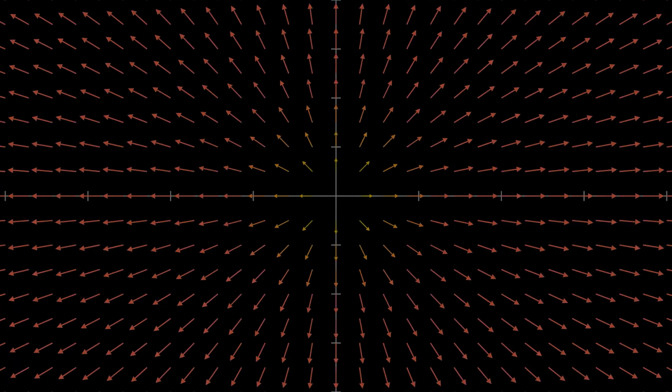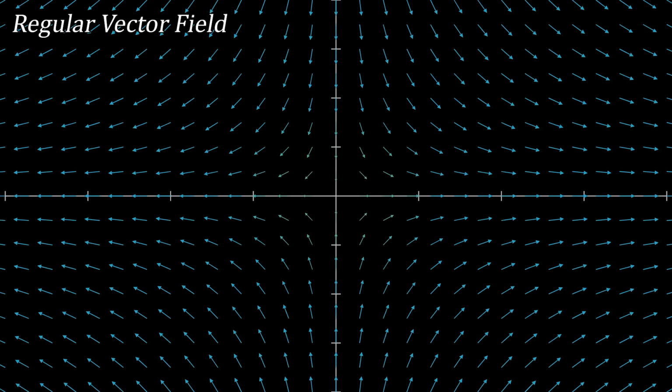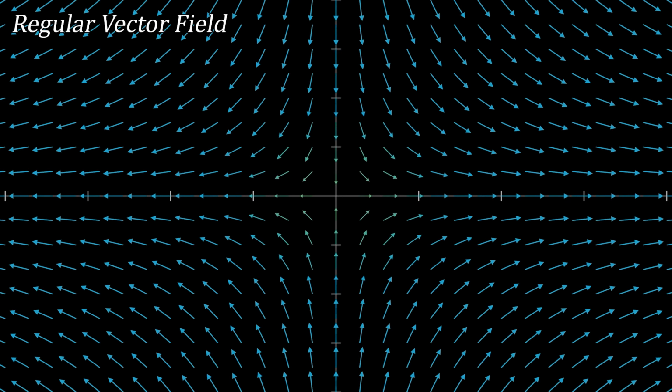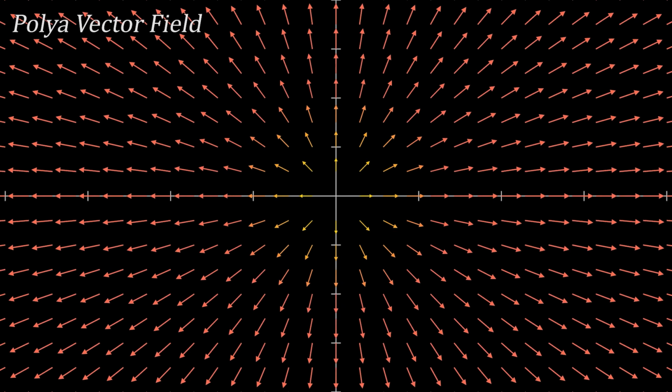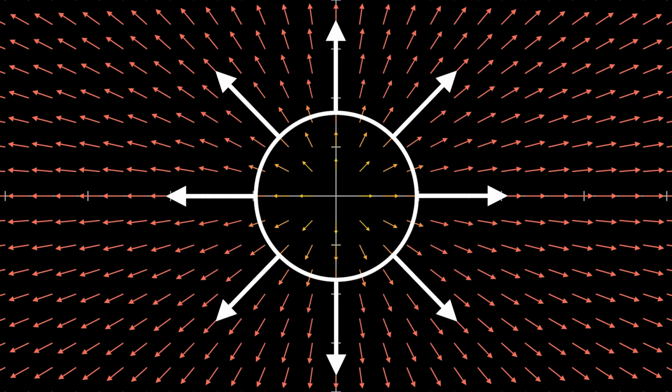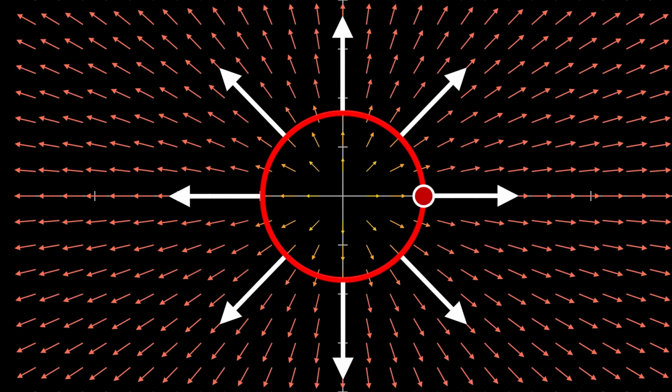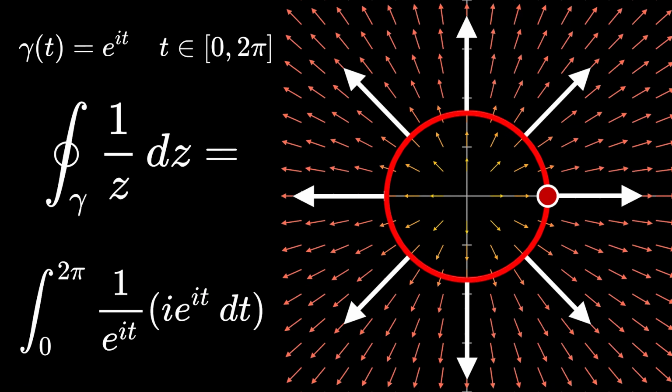If we now look at the Polya vector field for the function 1 over z, it becomes obvious why the counterclockwise integral along a simply closed contour that contains the point 0 is equal to 2 pi i. Everywhere along the contour, the vector field vectors are completely perpendicular to the tangent vectors of the curve. Thus, the integral is purely imaginary, and is equal to the length of the curve, which is just the circumference of the circle, multiplied by the average magnitude of all the field vectors along the curve.